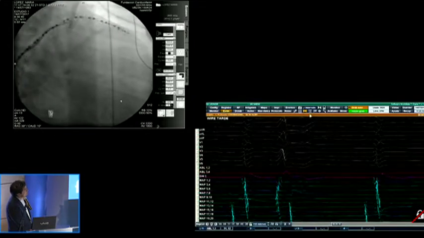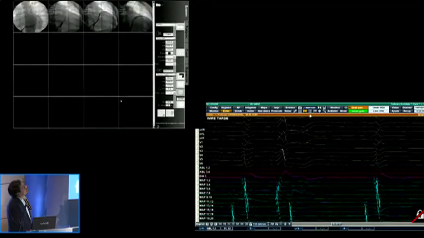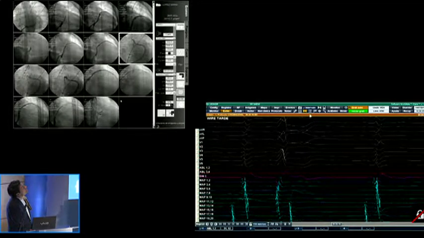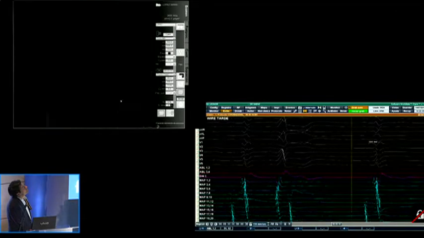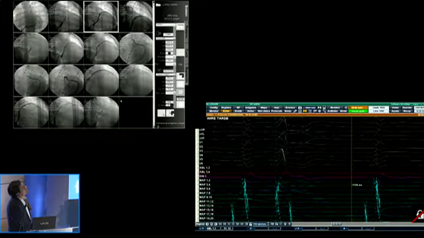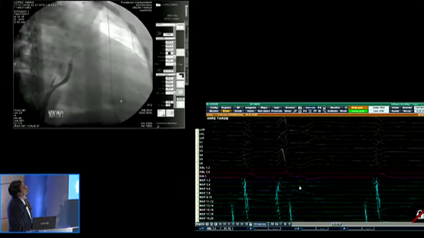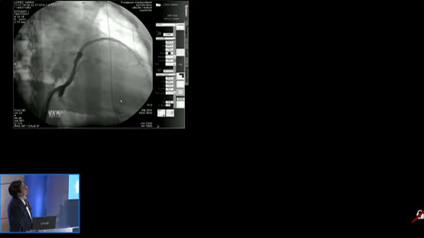If we go back to the fluoroscopy, the perforating vein, and this is what we were discussing, and I was trying to convince Fermin, one of the perforating veins is displaced towards the base of the ventricle, 13 and 14.